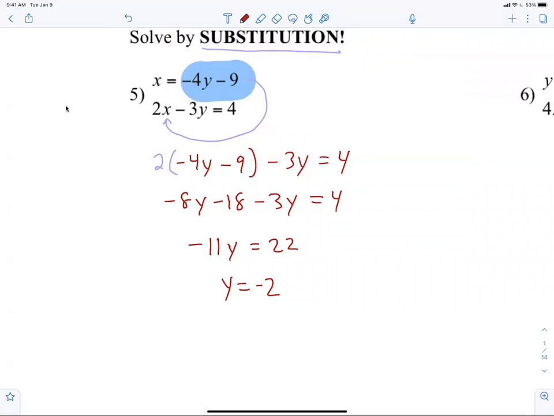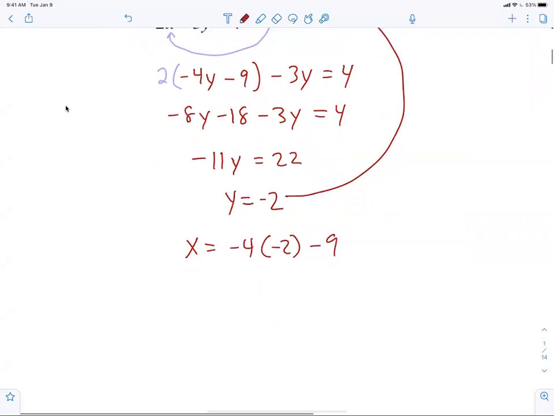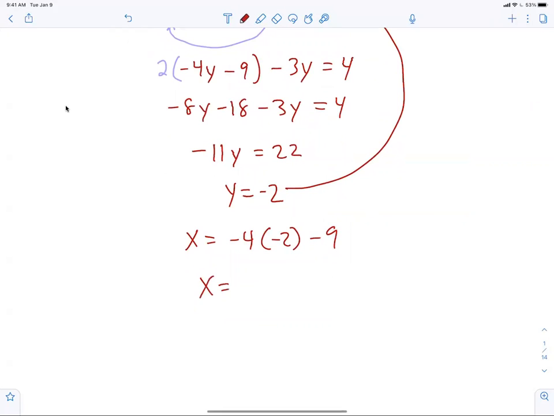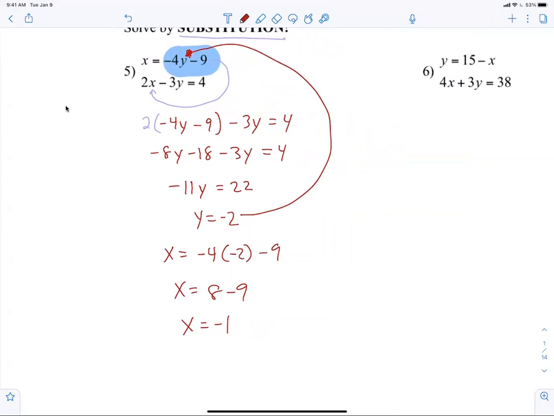All right, now that y equals -2, we replace y with -2. So now x equals -4 parentheses -2 minus 9. X equals 8 minus 9. X equals -1. So my answer is -1, -2.